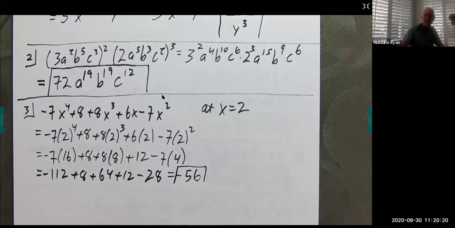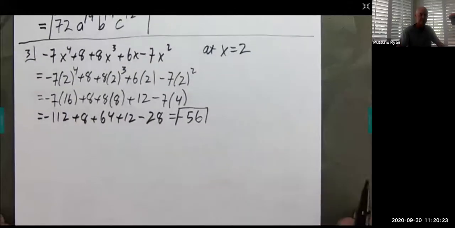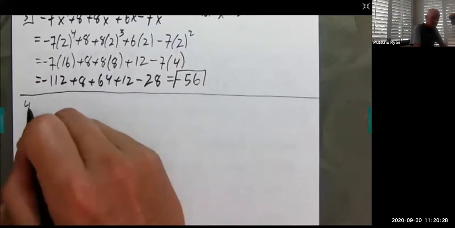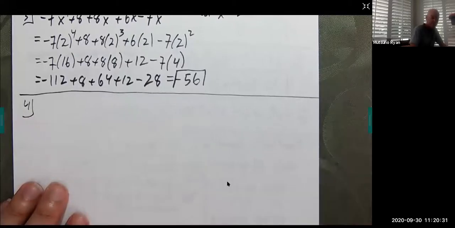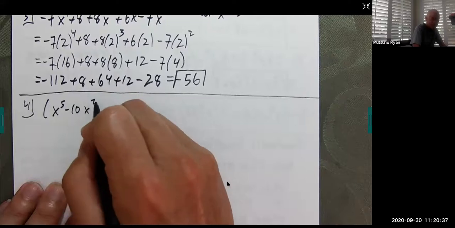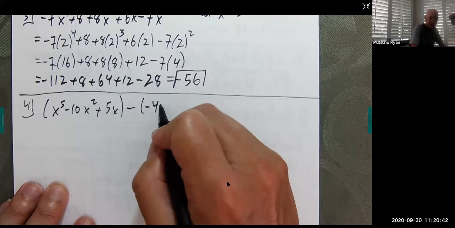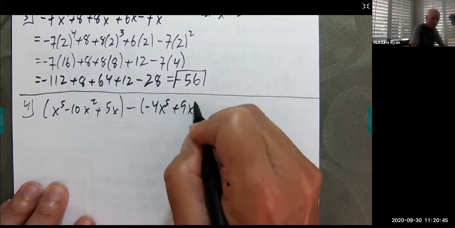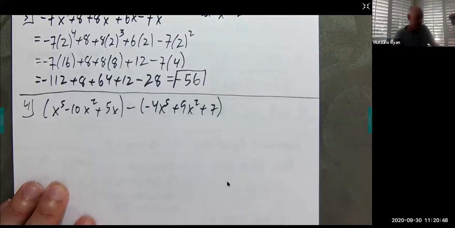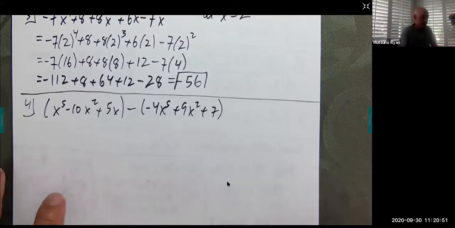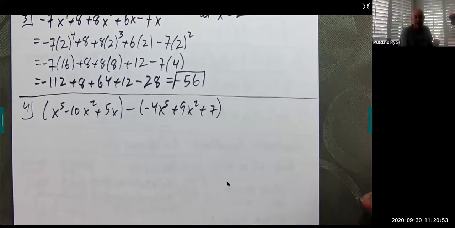Okay. Let's scoot this up. We have x to the 5th minus 10x squared plus 5x minus negative 4x to the 5th plus 9x squared plus 7. Now, you may have different numbers than what I have, and that's fine. Again, your number 4 is most likely going to be similar, although I think I shuffled the order as well. So your number 4 may be your number 7, my number 7, or something like that.